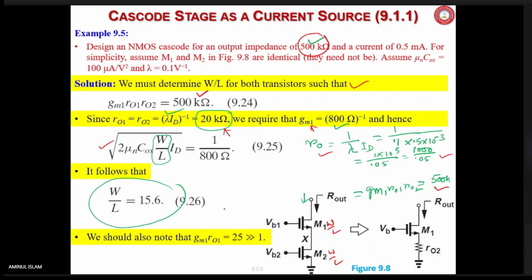Sir, can you explain how using a MOS as a current source is better than having RS?